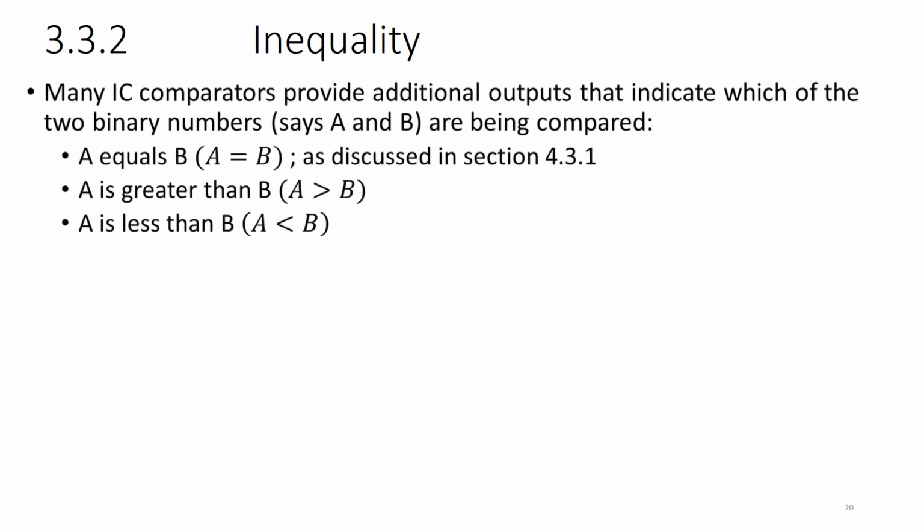So for inequality, that means not equal. Many IC comparators provide additional outputs that indicate which of the two binary numbers being compared is larger. If A equals B, then that's what we did before. If A is greater than B, it will give another output, and if A is less than B, there will be another output pin for that.